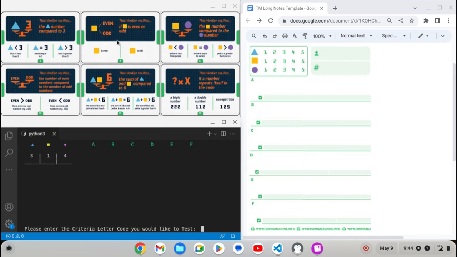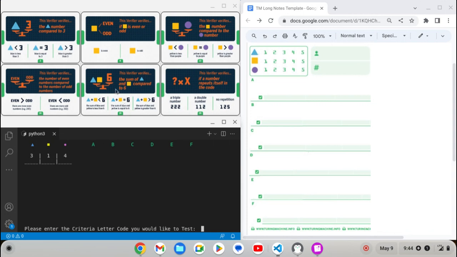Criteria B will tell us a little bit about the square digit and whether it is an even or an odd. Criteria C compares the second and third digit, the square and the circle, and we're trying to determine if the square is less than the circle, are they equal to each other, or is square greater than the circle. Criteria D will let us know a little bit about all 3 digits together and whether there are more evens than odds or more odds than evens.